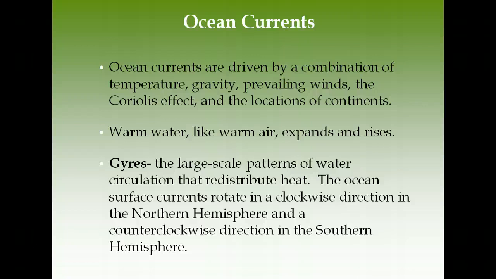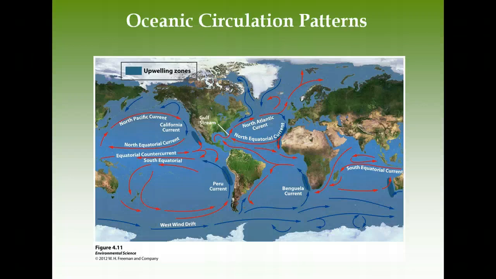Gyres are large-scale patterns of water circulation that redistribute heat. And so these big circular currents redistribute heat. And the currents will rotate clockwise in the northern hemisphere and counterclockwise in the southern hemisphere. So notice these gyres here. There's a gyre, a gyre, a gyre, a gyre.